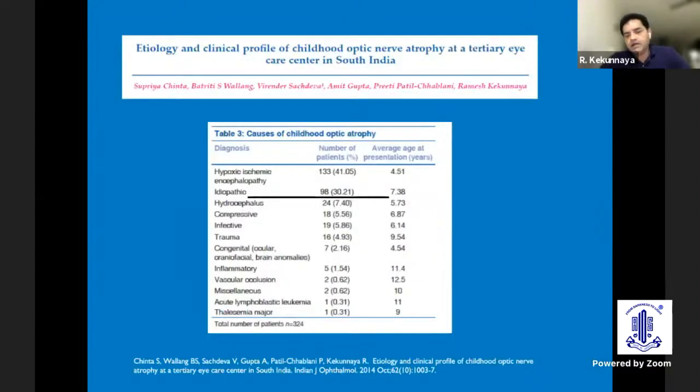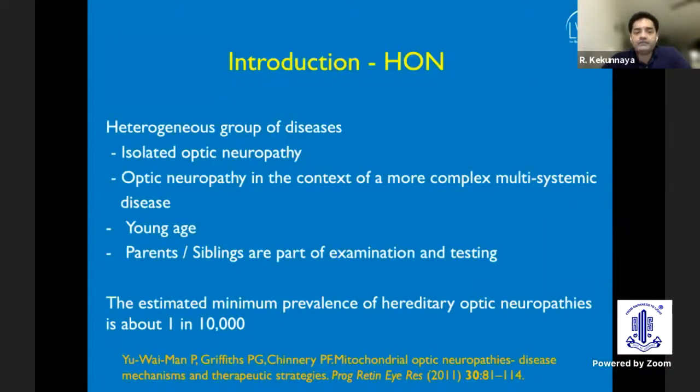We did a look up in this publication that we had 324 childhood optic atrophy patients. If you can see the marked one, idiopathic, 30%, this could be hereditary. Many of these patients could be hereditary. We could not diagnose because we did not have a phenotype-genotype correlation for this. So that is the magnitude, probably, I assume, in India, that we have.